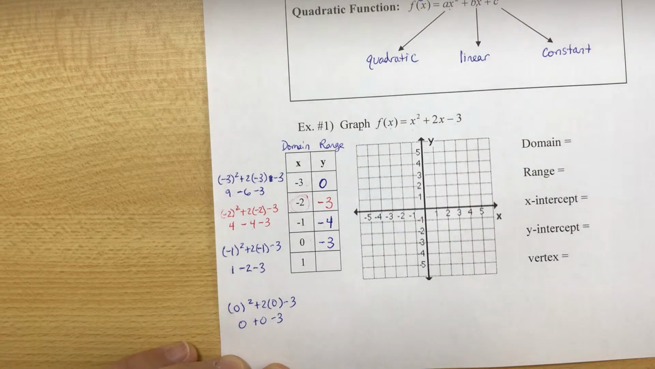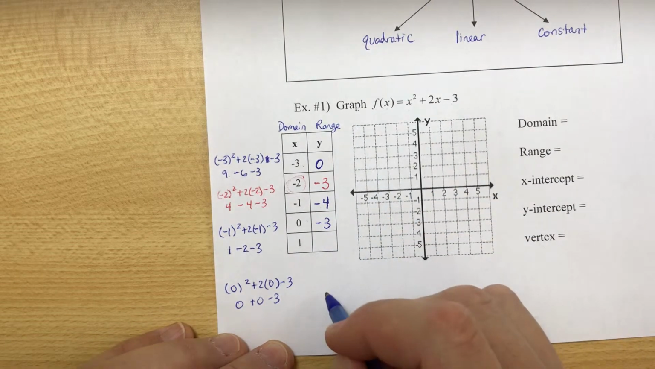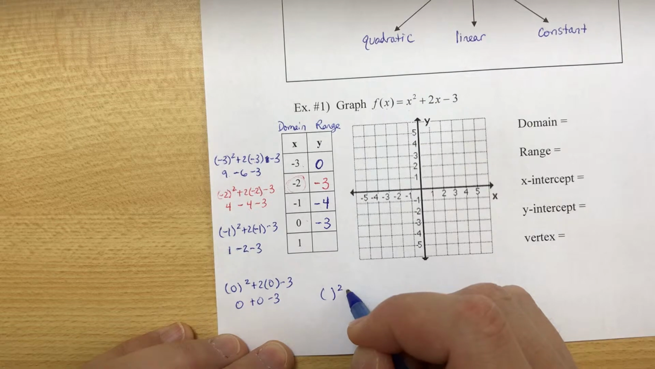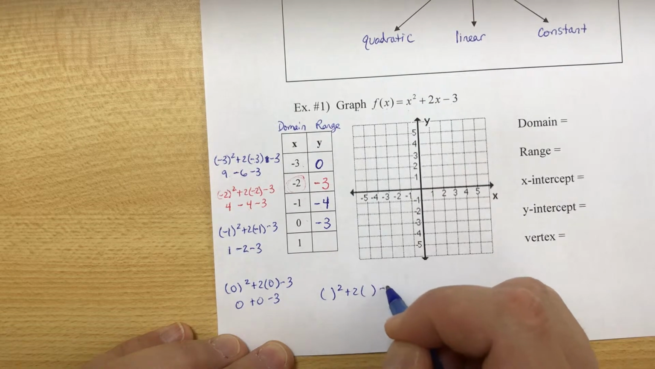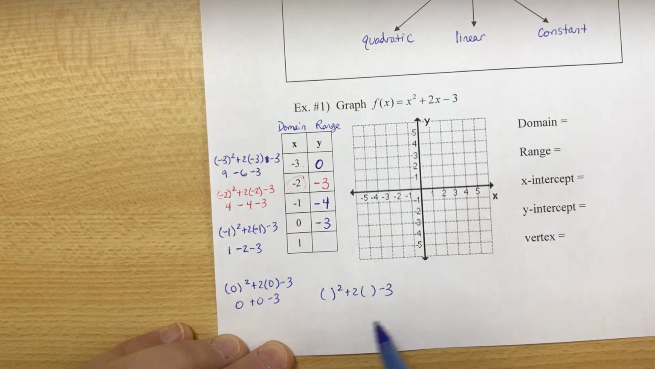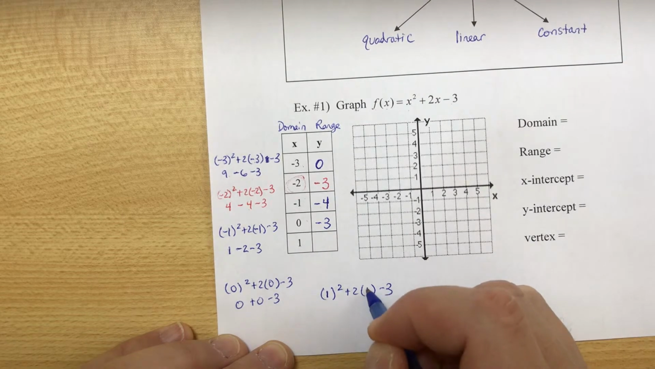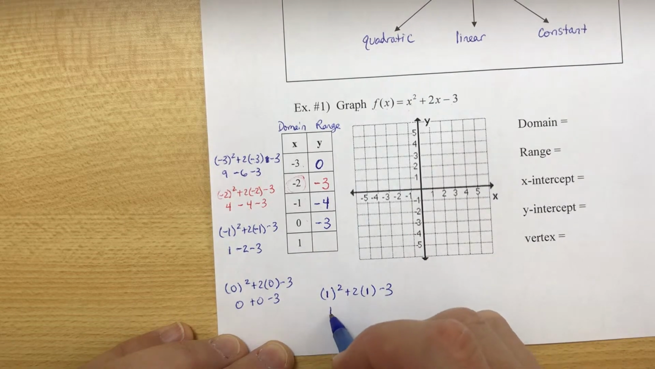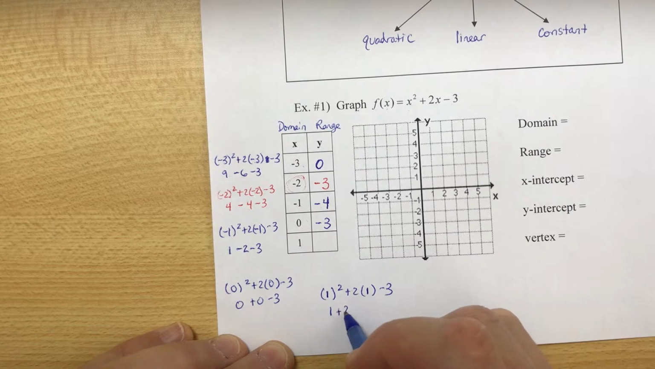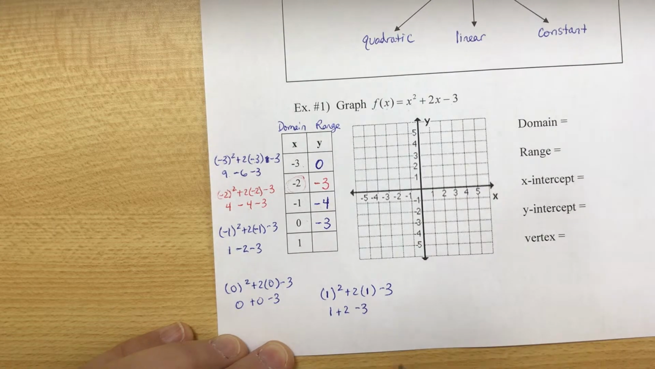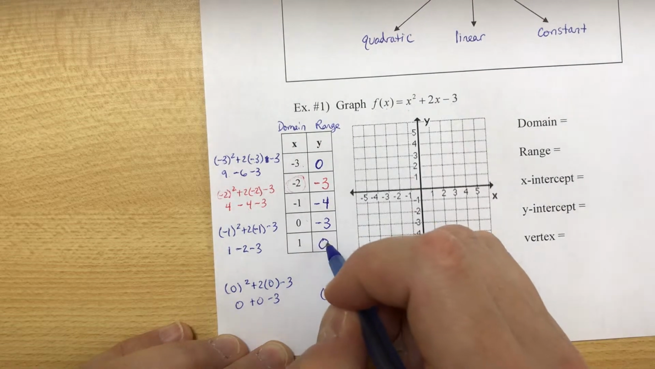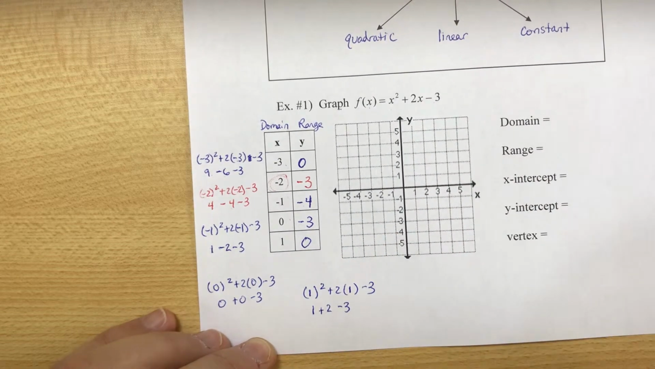And if we substitute 1, so x squared plus 2x minus 3, notice how I'm using parentheses here every time? And then I'm just substituting my number. 1 squared is 1, 2 times 1 is 2, subtract 3, 1 plus 2 is 3, minus 3 is 0.